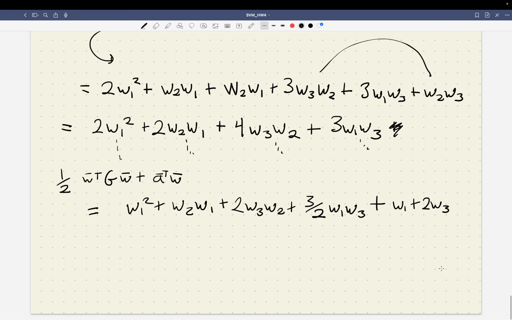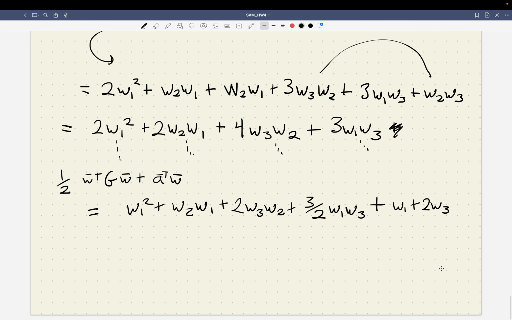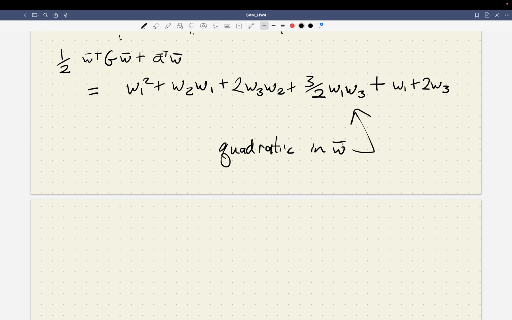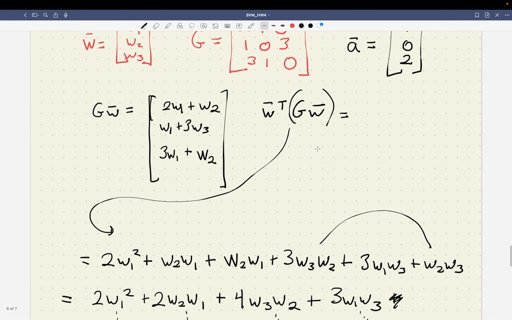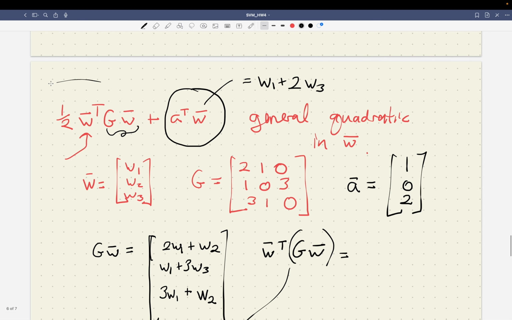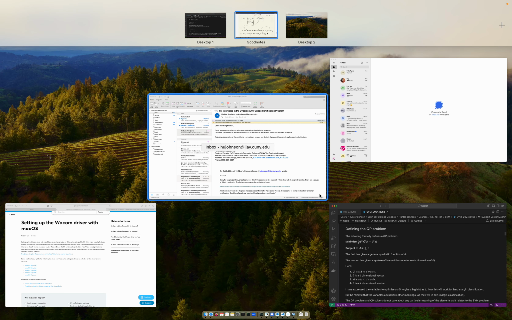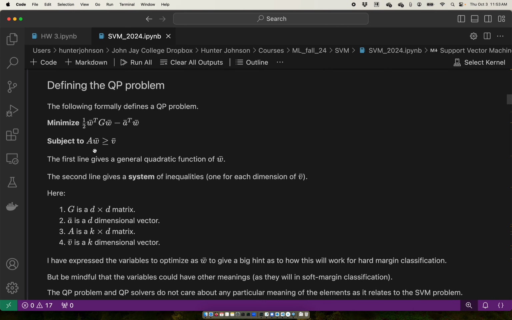Okay, and what we have is just a quadratic in W. And there are many other quadratics in W, but no matter which quadratic you choose, ignoring the constant term, all of them can be expressed in this form. So that's why this is called the general quadratic in W. So all of them can be expressed that way. Well, let's come back and look at the second constraint, which is a linear constraint.